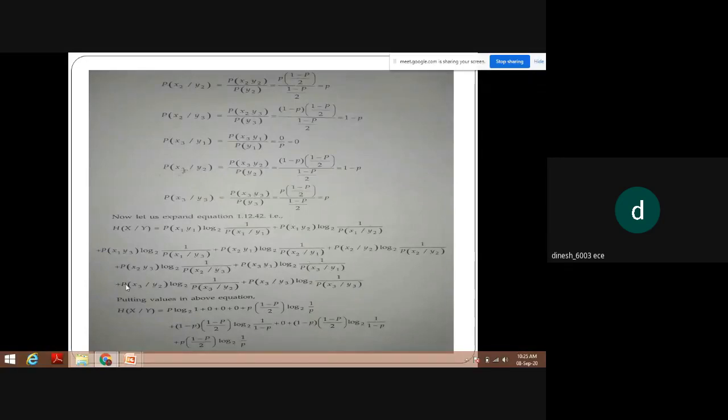So from all this, on substituting, we will be getting this equation. P log to the base 2 1 plus 0 0 0 plus p into 1 minus p by 2 log to the base 2 1 by p plus p into 1 minus p by 2 log to the base 2 1 divided by p plus 0 plus 1 minus p into 1 minus p by 2 log to the base 2 1 divided by 1 minus p plus p into 1 minus p by 2 log to the base 2 1 by p.